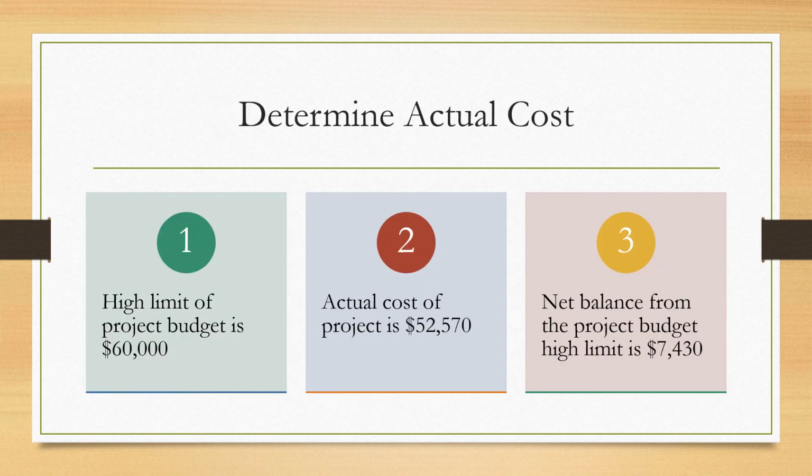Determine actual cost. So the actual cost of the budget is still in line with the projected cost. The projected cost was $52,570, and from our calculation the actual cost will be about $52,570, and that's still leaving us with the 12% reserve, which will be $7,430.